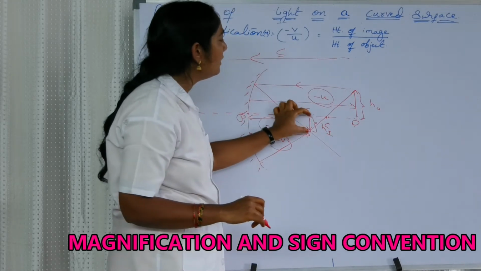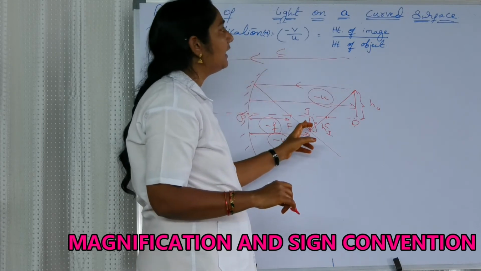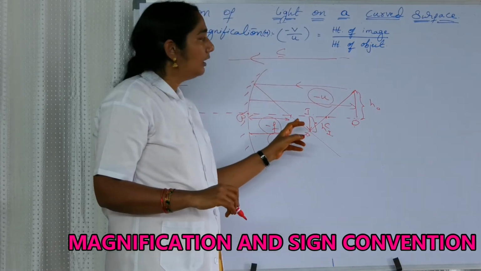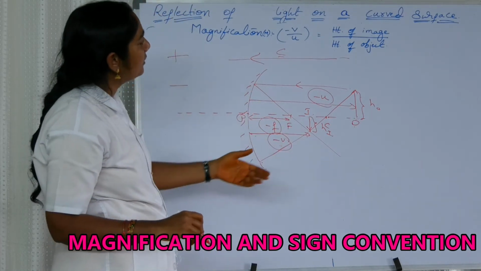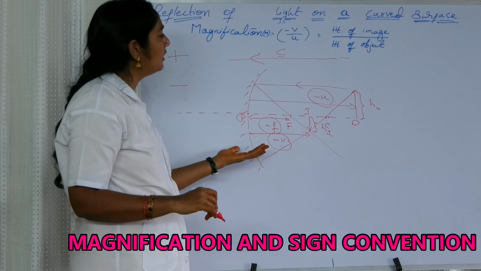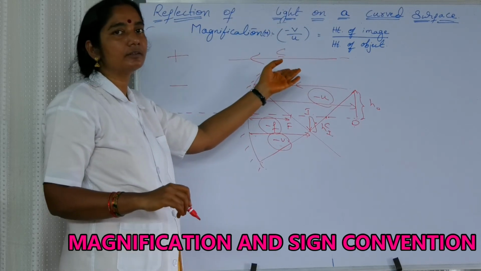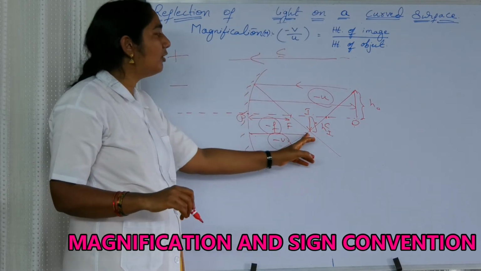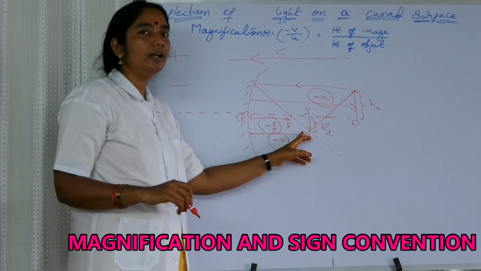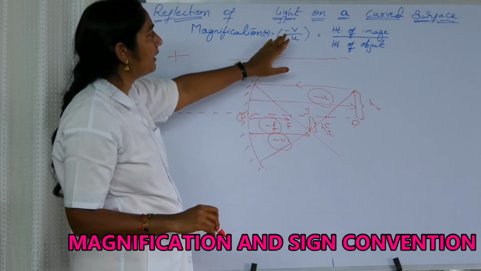So the height of the image by the height of the object is the magnification. So it is a negative value. See, the height of the image by the height of the object, or magnification, is also equal to the distance of the image by the distance of the object. So the negative symbol indicates that the image formed is diminished, real and inverted. That is the information we can get from seeing the magnification.